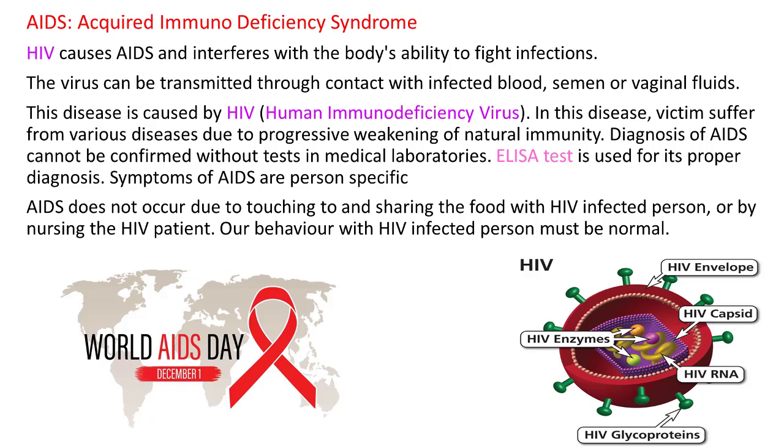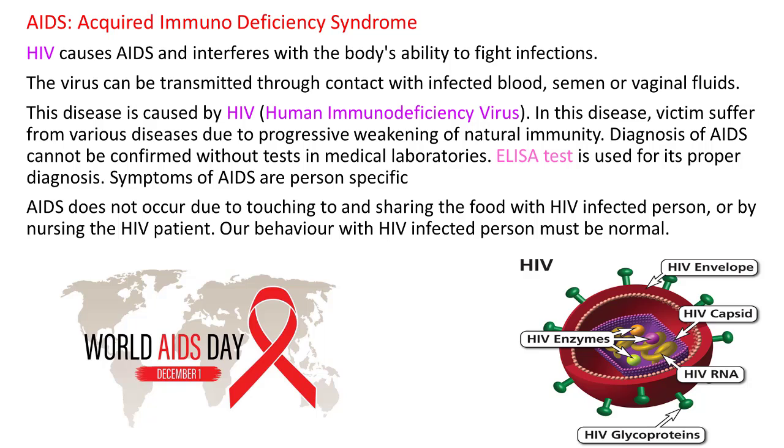Next disease, AIDS. The full form of AIDS is acquired immunodeficiency syndrome. The causative agent for AIDS is the human immunodeficiency virus, HIV. In this disease, the victim suffers from various diseases due to progressive weakening of natural immunity. The symptoms are person specific. Diagnosis of AIDS cannot be confirmed without tests in medical laboratories. The ELISA test is used for its proper diagnosis.